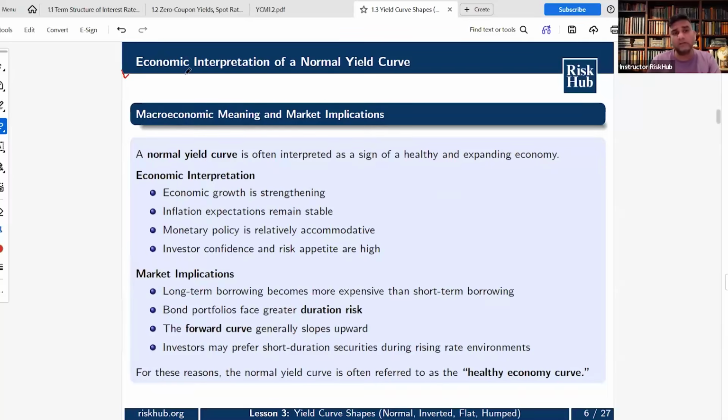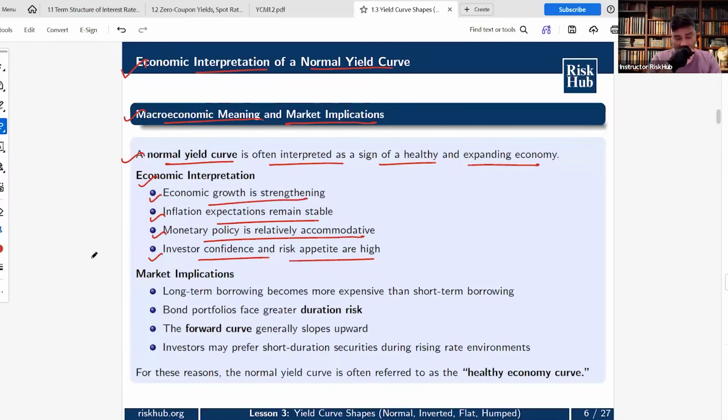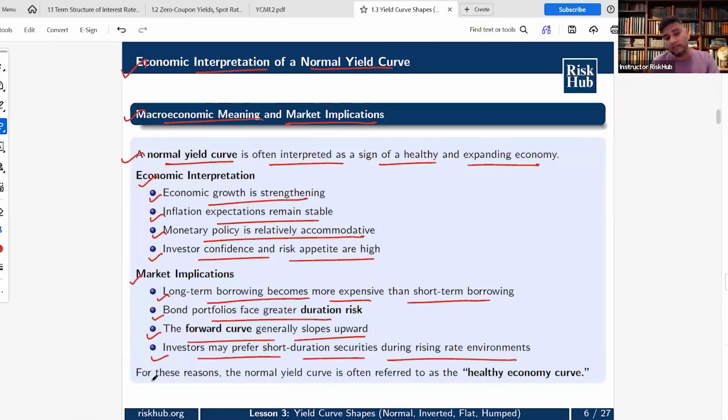Then we get into the next part: economic interpretation of a normal yield curve, its macroeconomic meaning and market implications. A normal yield curve is often interpreted as a sign of a healthy and expanding economy. Economic growth is strengthening, inflation expectations remain stable, monetary policy is relatively accommodative, and investor confidence and risk appetite are high. Market implications: long-term borrowing becomes more expensive than short-term borrowing, bond portfolios face greater duration risk, and the forward curve generally slopes upward. Investors may prefer short-duration securities during a rising rate environment. For those reasons, the normal yield curve is often referred to as a healthy economic curve, right?